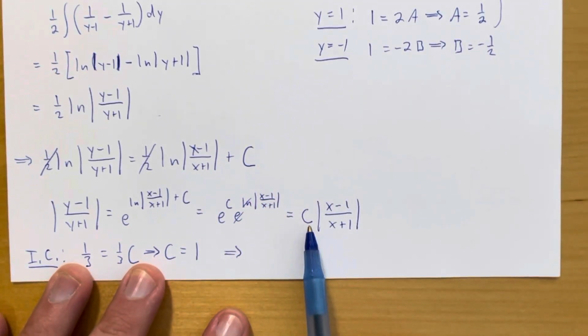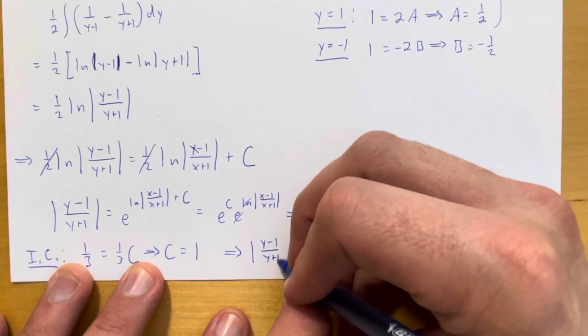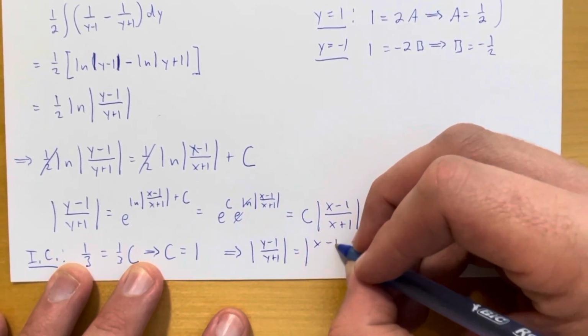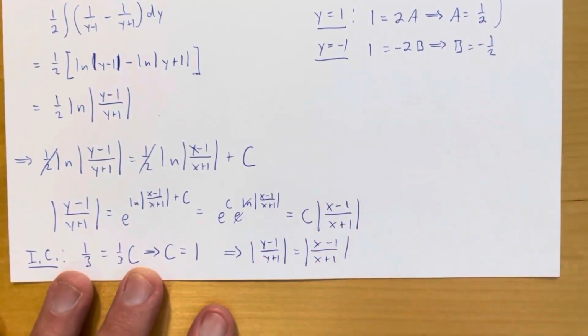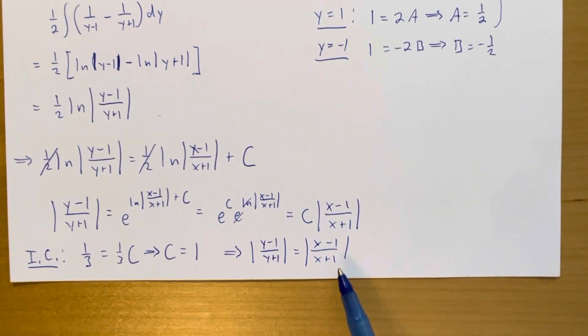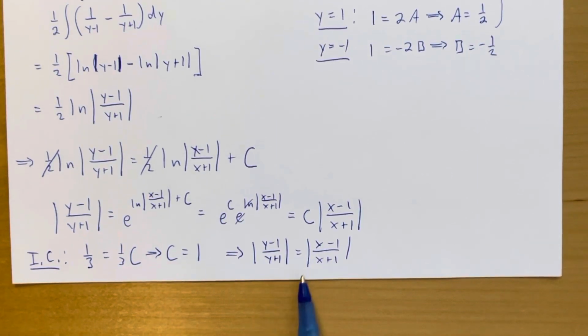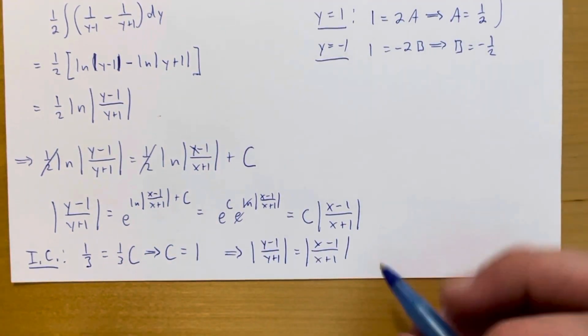Finally, plugging a 1 in for c here tells me that the absolute value of y minus 1 over y plus 1 is equal to the absolute value of x minus 1 over x plus 1. I don't think I mentioned that there's an absolute value here, but I wrote it. So for what function of x can I set y equal to so that this will be true? Well, notice both the right and left-hand side of this look identical to each other. The only difference is that I'm using y's in place of x's over here.